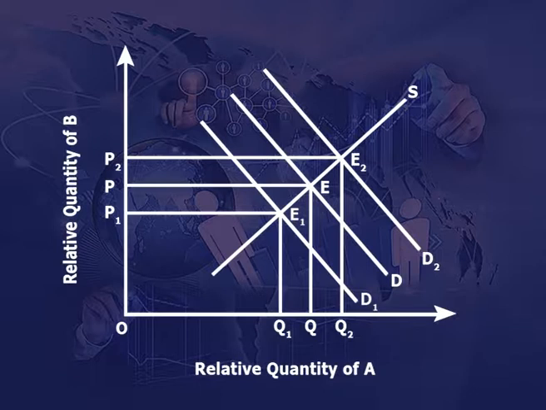On the other hand, if the debtor country has a lower marginal propensity to spend on A, the transfer of income to the creditor country would shift the relative demand curve to the right from D to D2 and increase the relative price of A from OP to OP2, and the relative quantity of A has increased from OQ to OQ2. This shows improvement in the terms of trade.